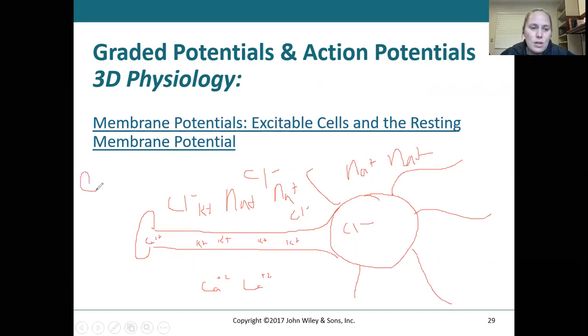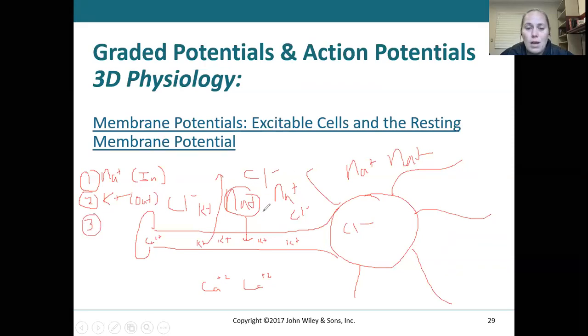Let's first start with sodium. Which way does sodium want to go? Sodium wants to go from an area of high concentration to an area of low concentration. So sodium wants to go in. Second, let's talk about potassium. Potassium wants to go from an area of high concentration to an area of low concentration. So potassium wants to go out.